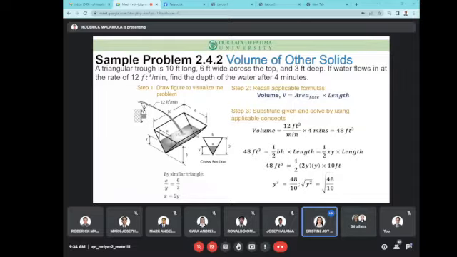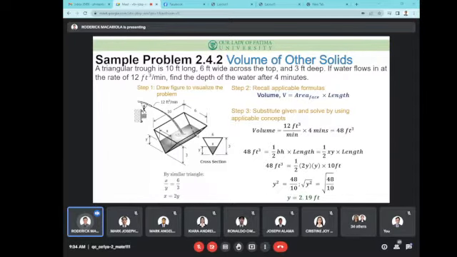2.19, sir. Unit? Feet po. Are you sure? Yes, sir. Very good. 2.19 feet. So, linear lang siya kasi depth lang yung hinahanap natin. Tama, Ms. Fajardo? Yes, sir. It's one-dimensional, yung lalim ng tubig.